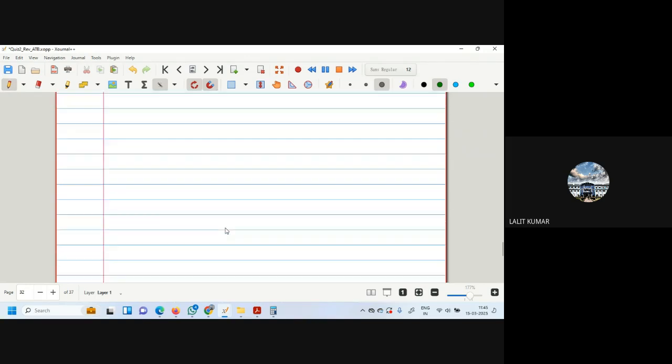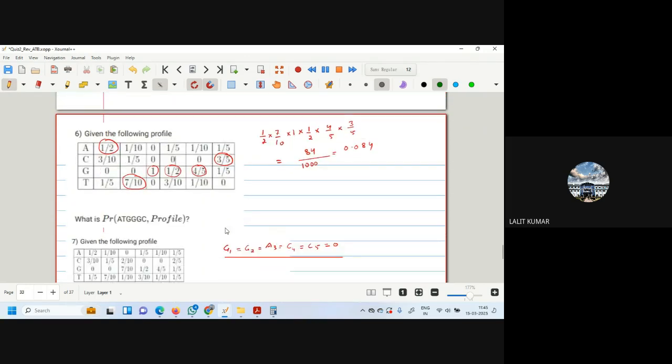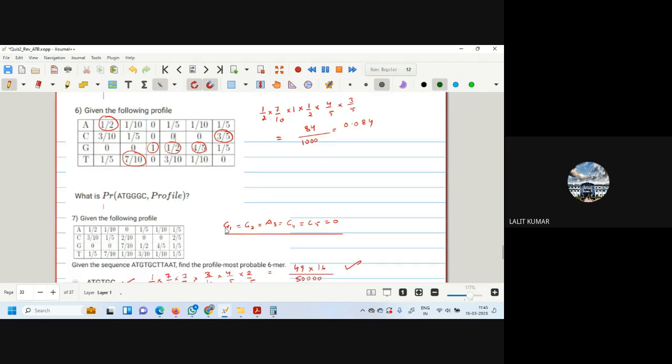Okay, so I'll assume you have understood this. Now the next question is, given the profile, what is the probability of ATGGC under the profile? We just saw how we do this. We take the A probability from the first column, so this becomes 1 by 2. T from the second column, so this becomes 7 by 10. G from the third, fourth, fifth columns: 1 into 1 by 2 into 4 by 5. And C from the last column, so this is 3 by 5. So you can calculate this and you will get the answer.